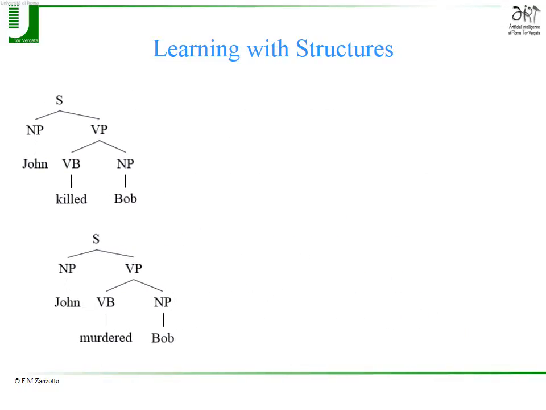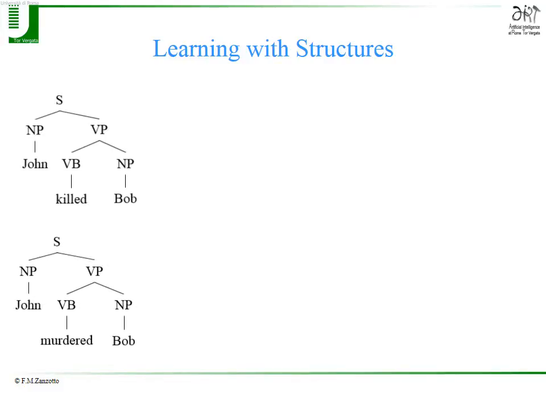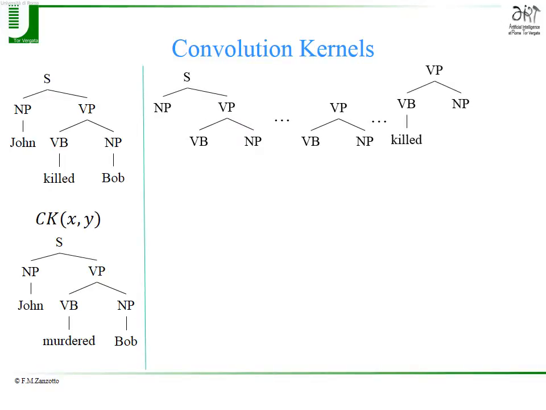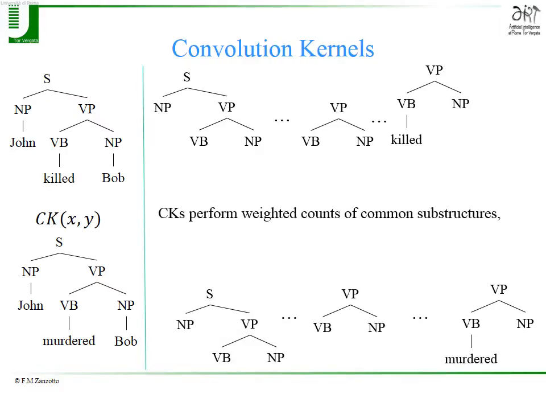I'm assuming here you are familiar with the convolution kernels, but forgive me, I need to give a one-slide introduction to fix some points I need for the rest of the piece. Here on the left, we have the two structures. The algorithm of the convolution kernel sees the first structure as the set of its substructures, and the same for the second structure. Then it performs a weighted count of the common substructures.